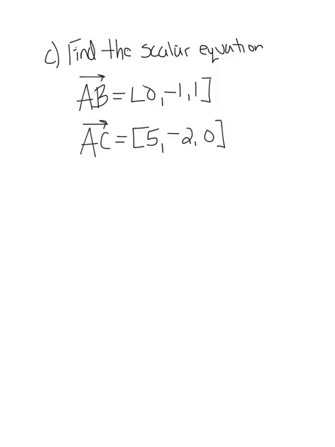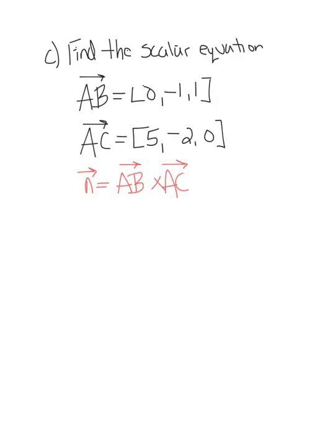In part C, we're going to be finding the scalar equation. So what I've done is I've just brought the two direction vectors that we found in part A, vector AB and vector AC. These vectors represent the edges of the plane, if that's the way that you want to think about it. We do know that if we're writing a scalar equation, we do need the normal, and we know from previous knowledge that we can easily find the normal if we have two direction vectors by simply taking the cross product of those direction vectors.